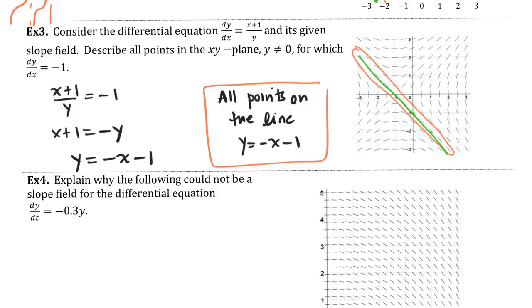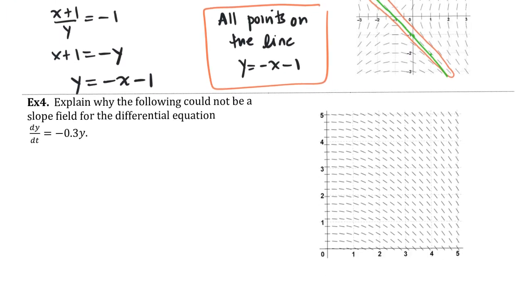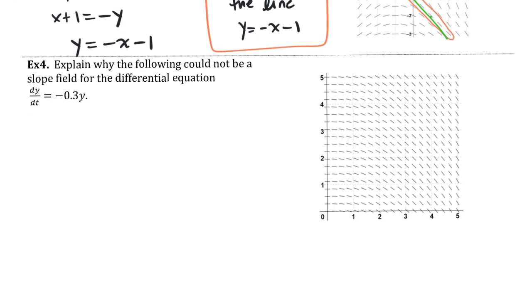Example 4. Explain why the following could not be a slope field for the differential equation. So this is my slope field. They gave me a differential equation, and they want me to say why this is not correct. This is dy/dt, so let's call this t. This is y. Let's just plug in something easy and see if that works.